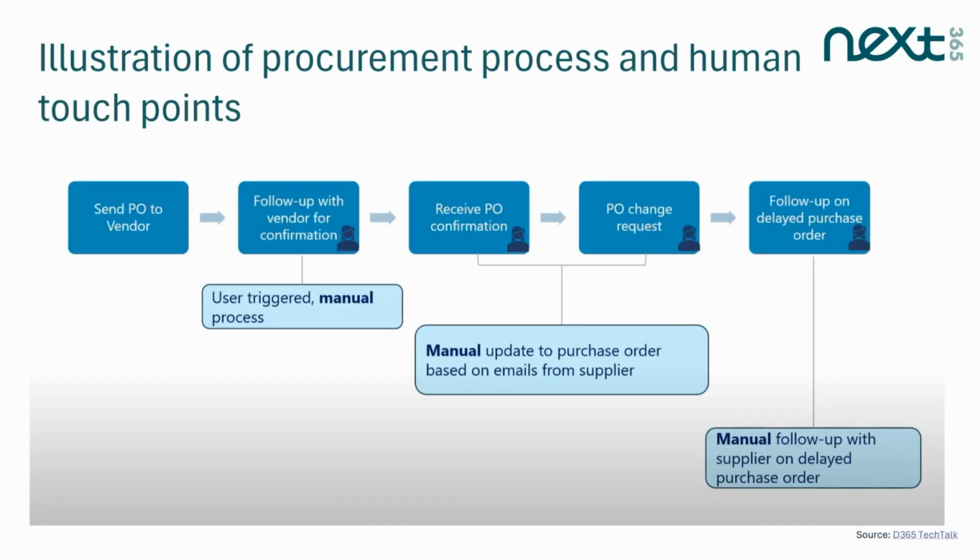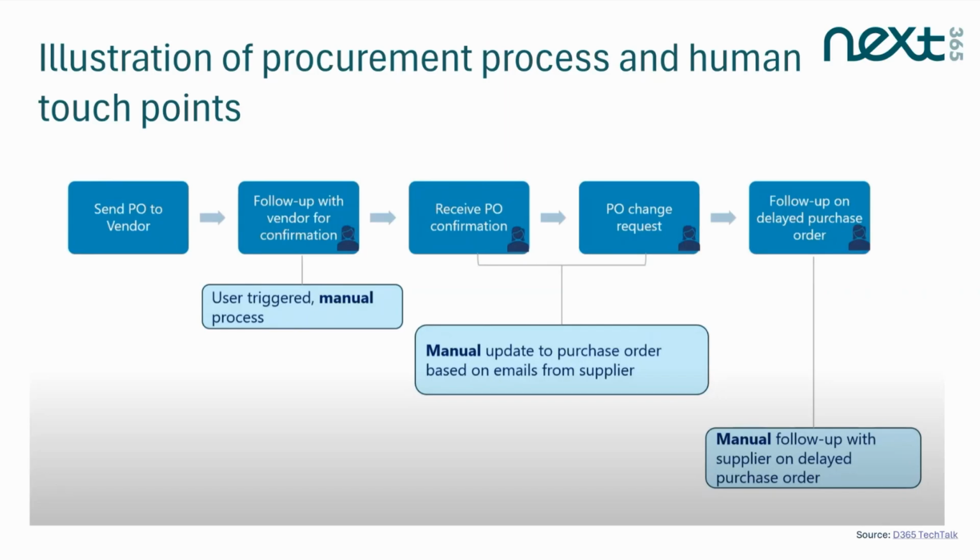Okay, so this is a high-level illustration of the procurement process and where in the process it requires a human interaction. So imagine sending out a purchase order to your supplier and you haven't heard from them about these POs for some time, so you have to go and nudge them and say, hey, are you able to fulfill these orders by the requested date?